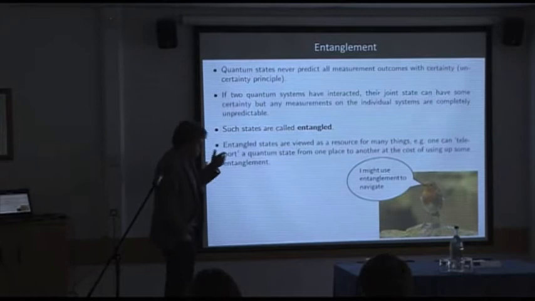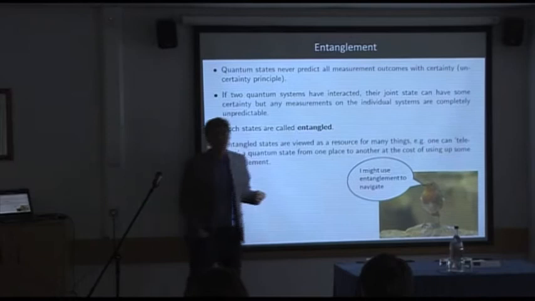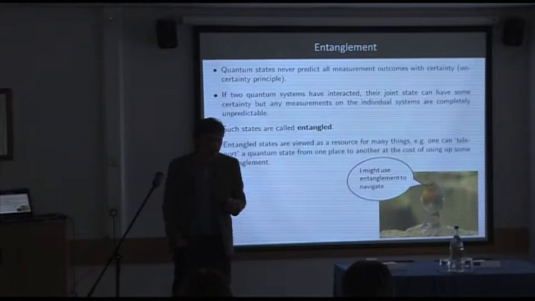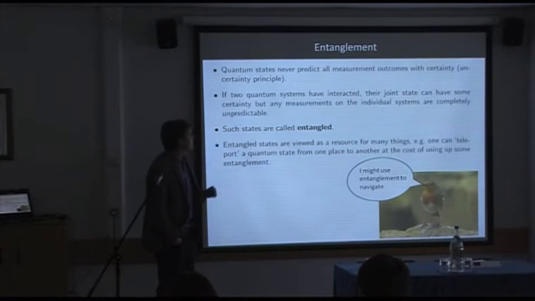So I think the reason why we have these kinds of things is because of the uncertainty principle: quantum states can never predict all measurement outcomes with certainty. Now, what can happen is if two quantum systems have interacted, then you can get a joint state which has some certainty, as much certainty as quantum theory allows you to have. But if you do measurements on the individual systems, these measurements can be completely uncertain, completely unpredictable. And these sort of states are called entangled.